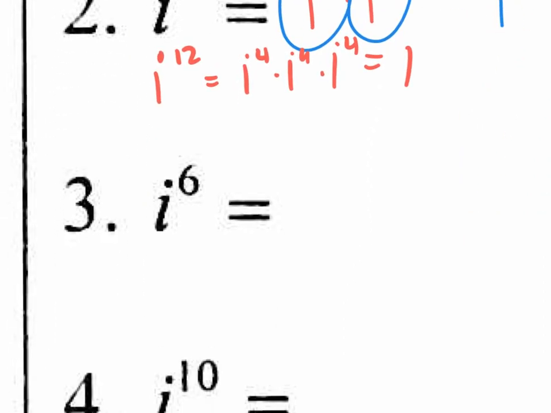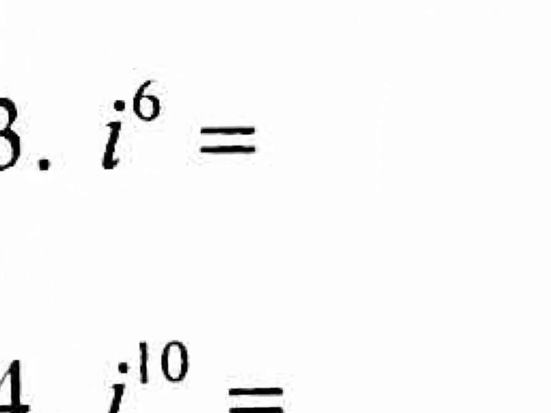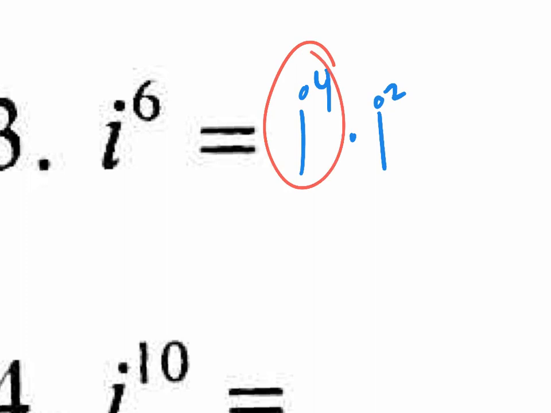So knowing that, is i to the 6th divisible by 4? No, it's not. But you could think, okay, how many times will 4 go into 6? It'll go in 1 time. So in other words, you have i to the 4th, and how many more i's do you need? 2 more. So the i to the 4th is just really 1. You don't even have to worry about it. All you're really thinking of is i squared. And we already know that i squared is negative 1.